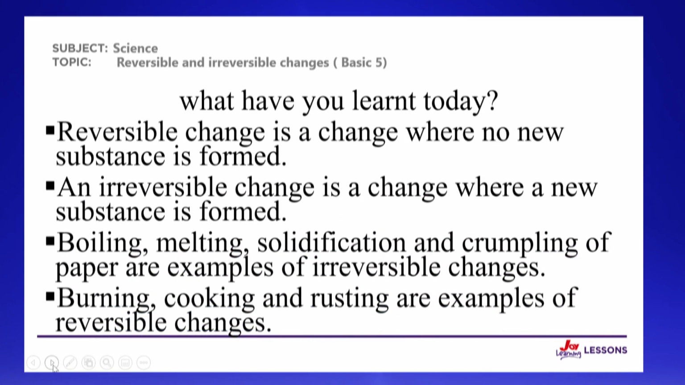We talked about reversible change, a change where no new substance is formed. Irreversible, a change where a new substance is formed. Boiling, melting, solidification, and crumpling of paper are examples of reversible change. Burning, cooking, and rusting of iron are examples of irreversible change. So take note of that.